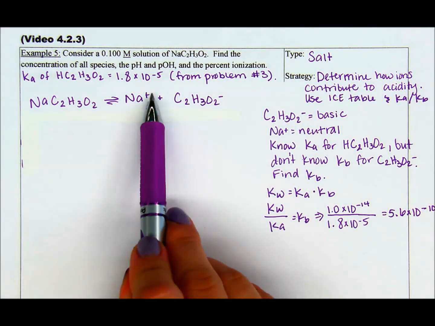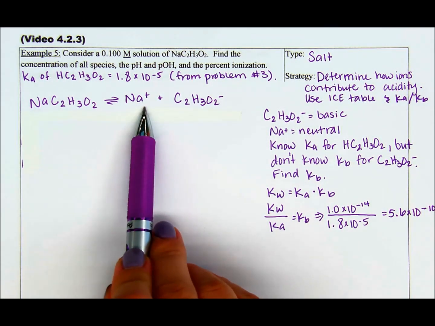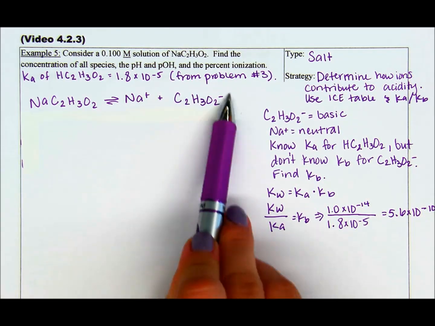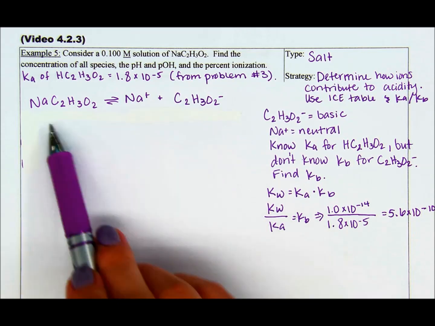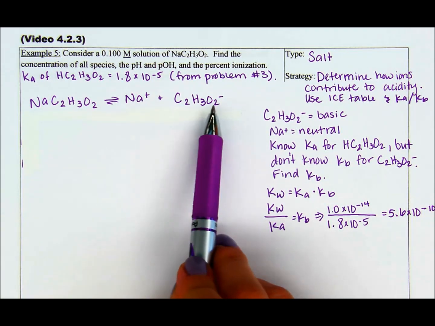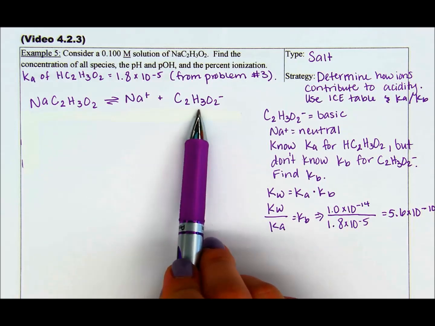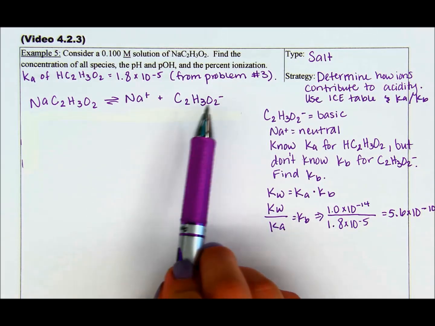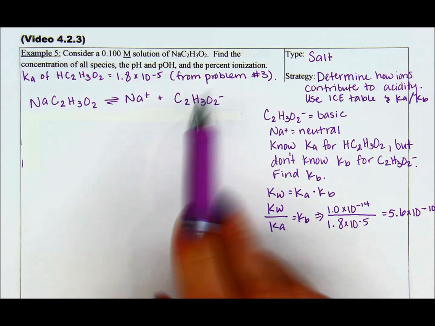Since this really has nothing to do with the acids or bases because it's neutral, we're not even going to worry about it. This is what we care about, this basic ion that's formed. This is a salt. We don't care about that either. We just care about the basic ion there. So how does this basic ion contribute to the pH of the solution? Because it does something. So what it's going to do is interact with water.